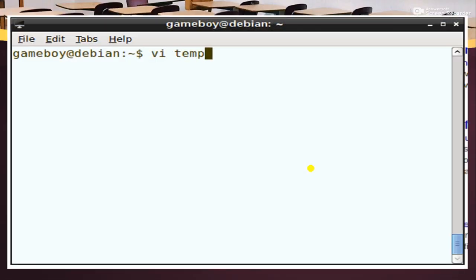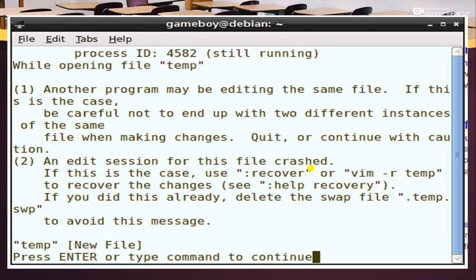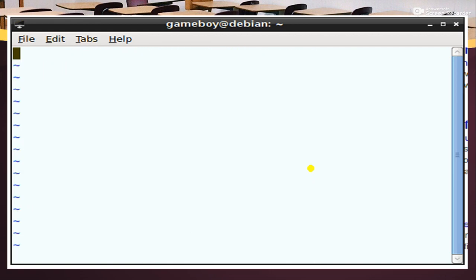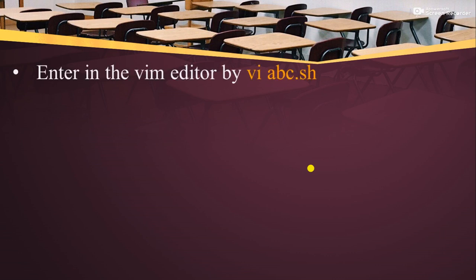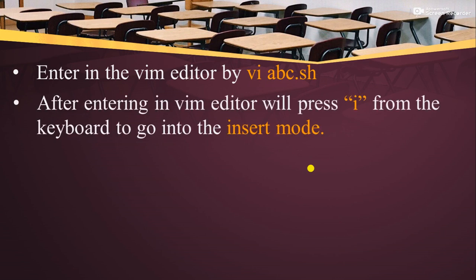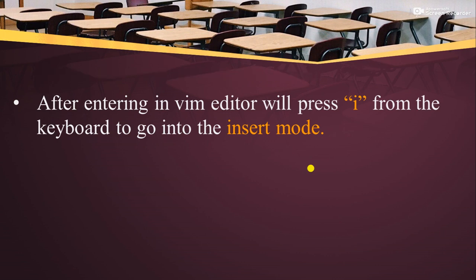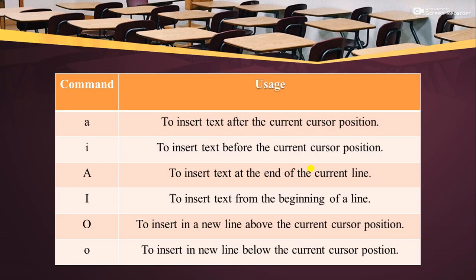So this is how we will enter in the vi editor by using vi space file name, and this is how the vi editor looks. When we enter in the vi editor, here I have taken the example of file name ABC. So we will write vi space file name, that is abc.sh. After that we will press I to go into the insert mode from the keyboard. There are many ways, as I told, to go into the insert mode.